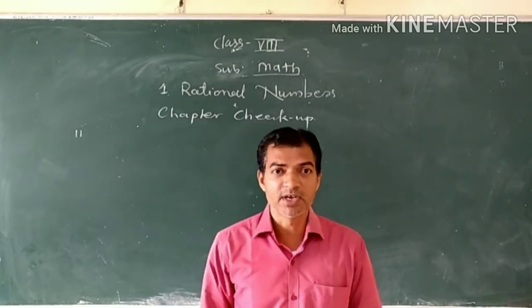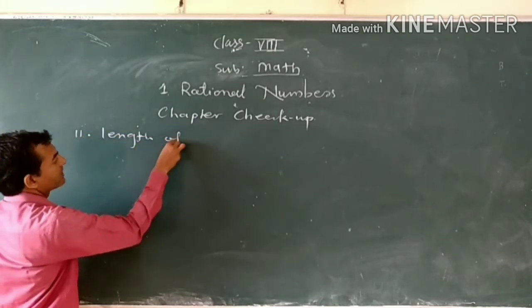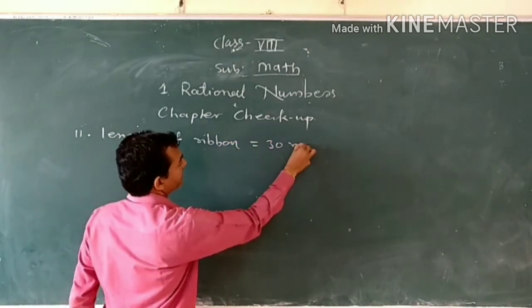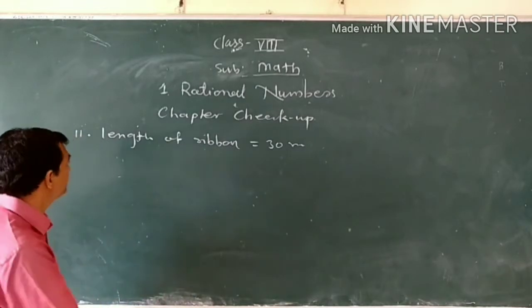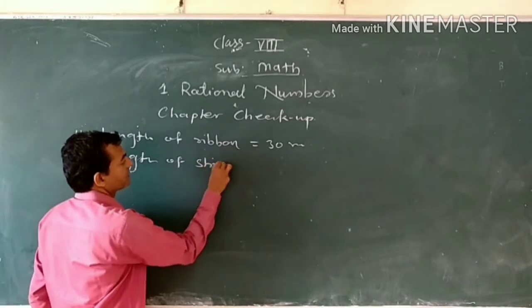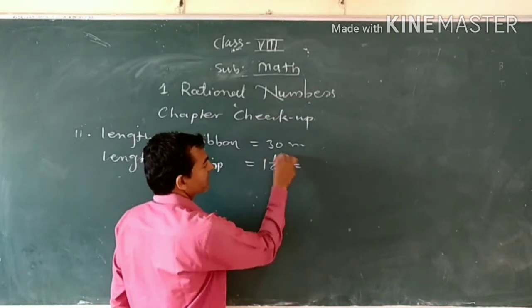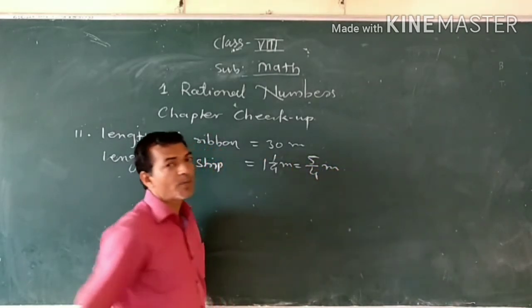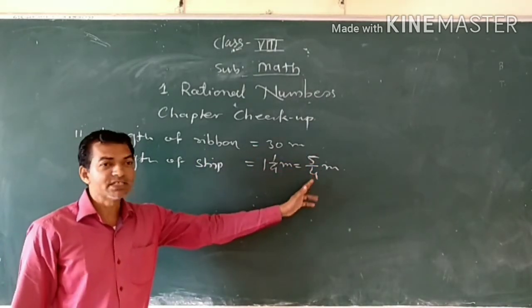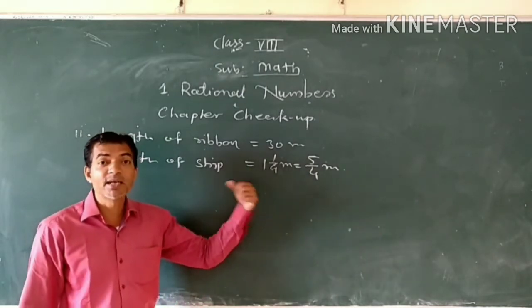So first you have to write what is given. Okay, what is given? Length of ribbon is equal to 30 meter. And next one, length of strip, each strip is given. So length of each strip is given, that is 1 integer 1 by 4 meter, means 4 1s are 4 plus 1, 5 by 4 meter. This is the length of each strip. So if you cut this 30 meter ribbon into pieces of 5 by 4 meter, so how many pieces you can get? So you have to find the number of pieces.